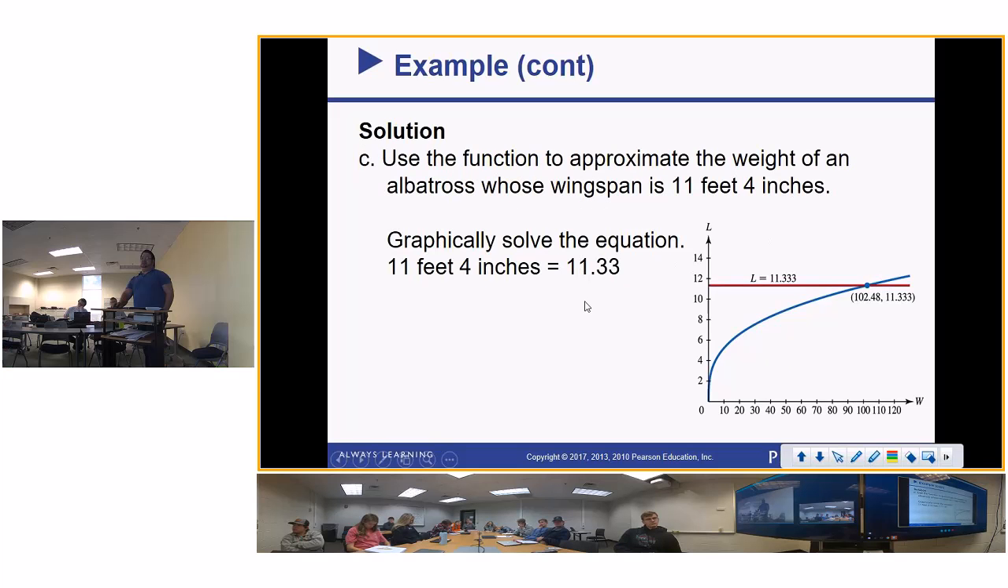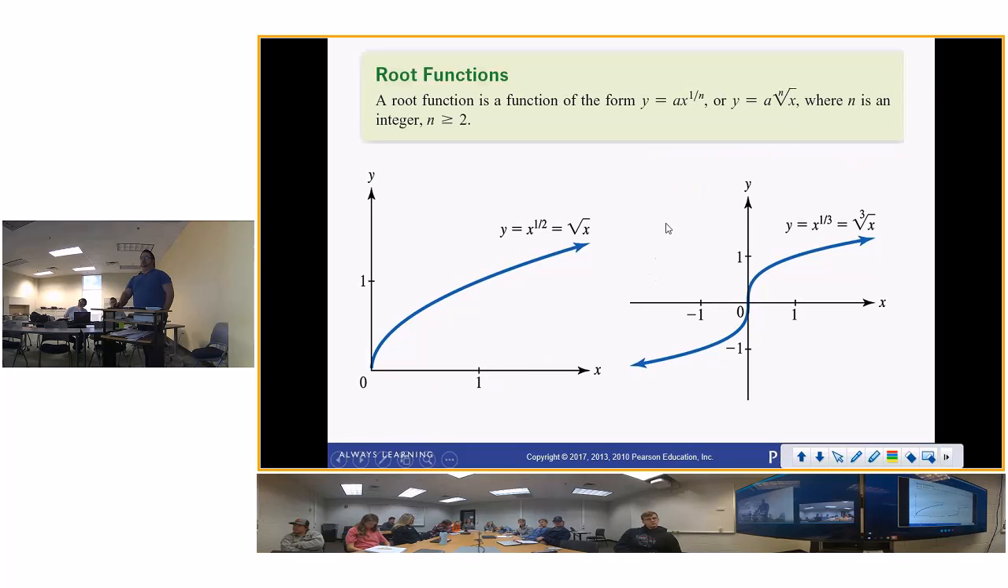A power function. I'm not going to ask any of these. Okay, there we go. Root function. There we are. Family of graphs. Go back to your family of graphs. What does a square root function look like? It looks like this. Also, it's a power function.